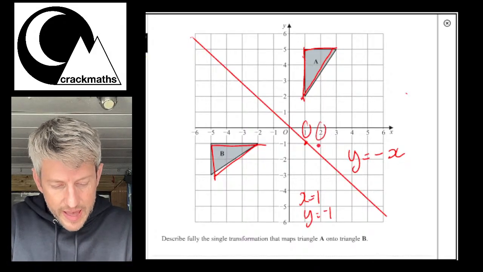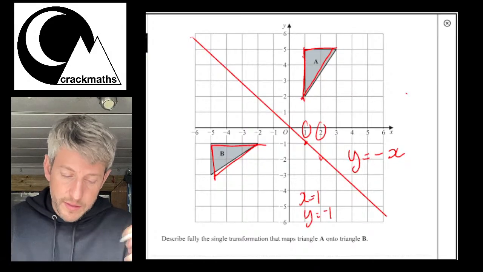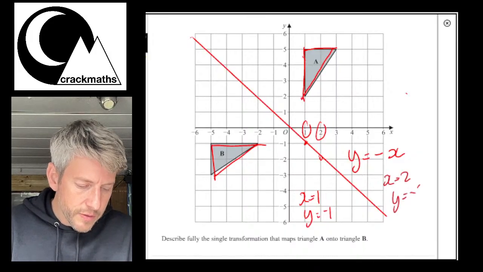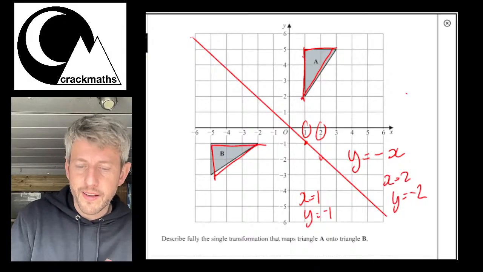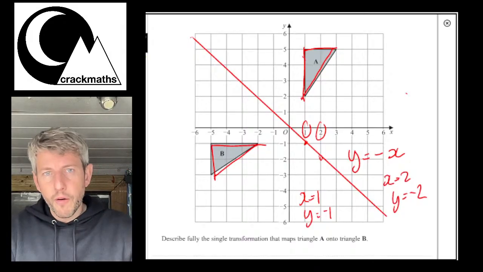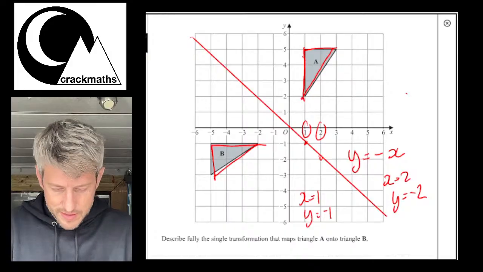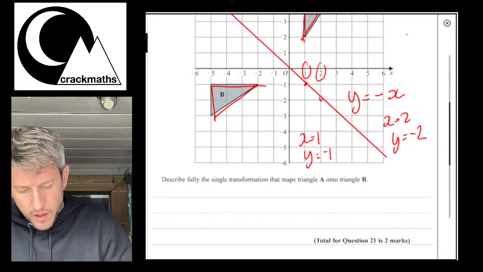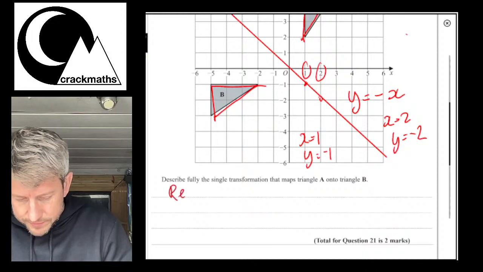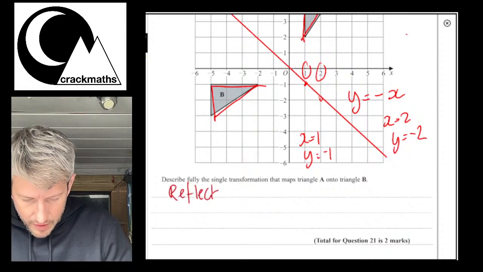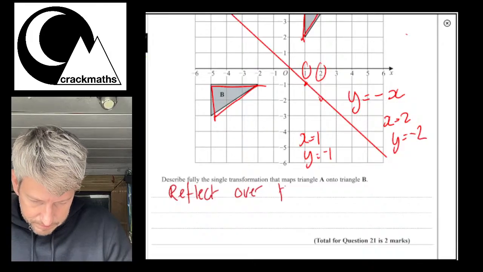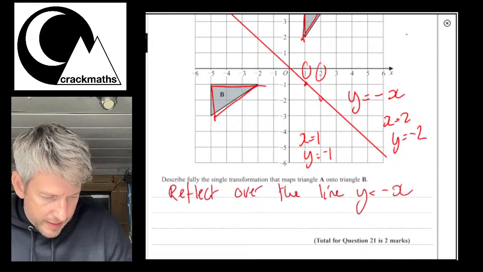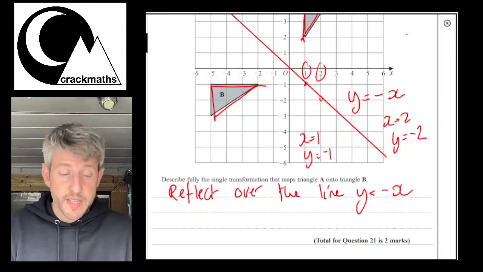Let's have a look at this one here. x is 2. What's y? Negative 2. So when x is 2, y is negative 2. So y equals minus x. That is the name of this line that we have. To describe this transformation fully, I would call it reflection over the line y equals negative x. That's what you'd need to put to get both of those marks.